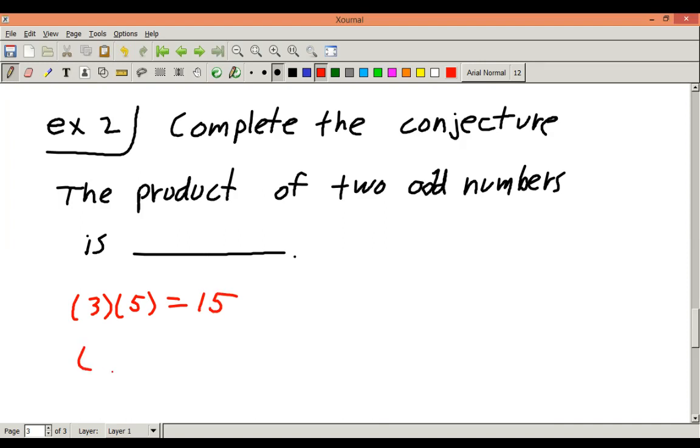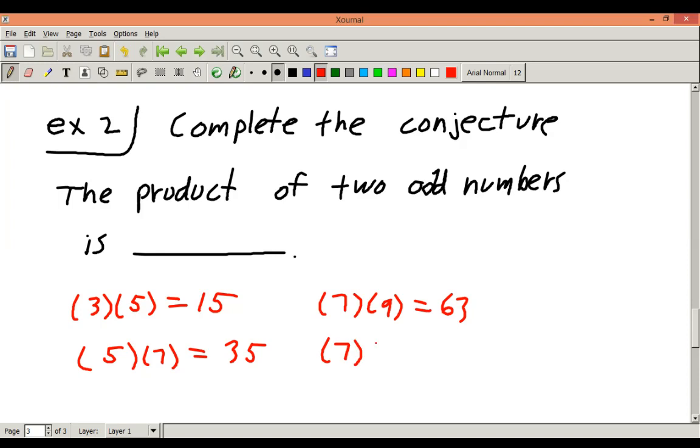Take another pair of odds, 5 and 7. 35. Well, both those are odd. 7 and 9. 63. That's odd again. 7 and 11. 77. So based upon your inductive reasoning, you'll say that you think that the product of 2 odd numbers is odd. Again, that's your conjecture.